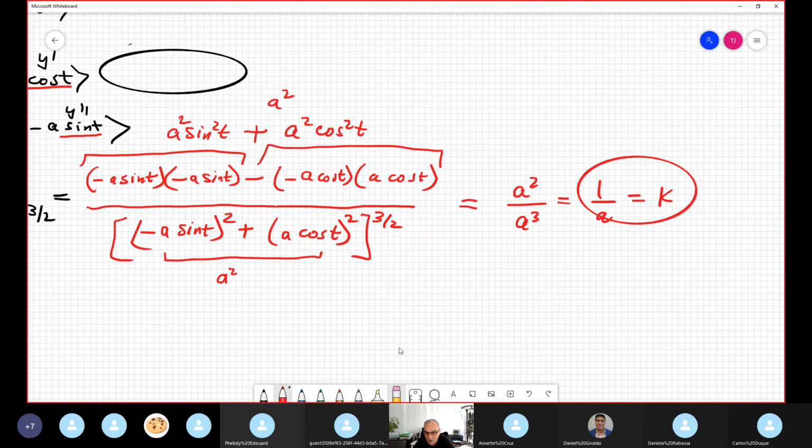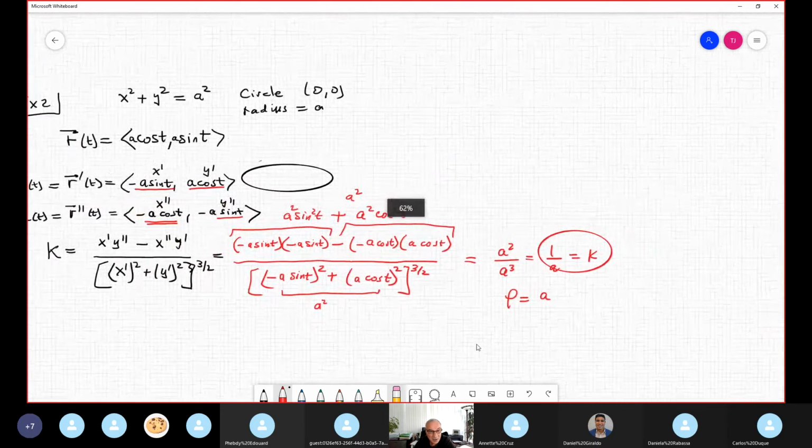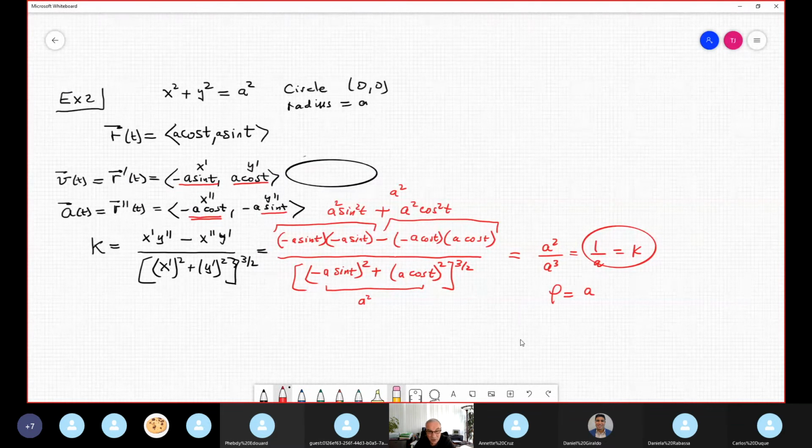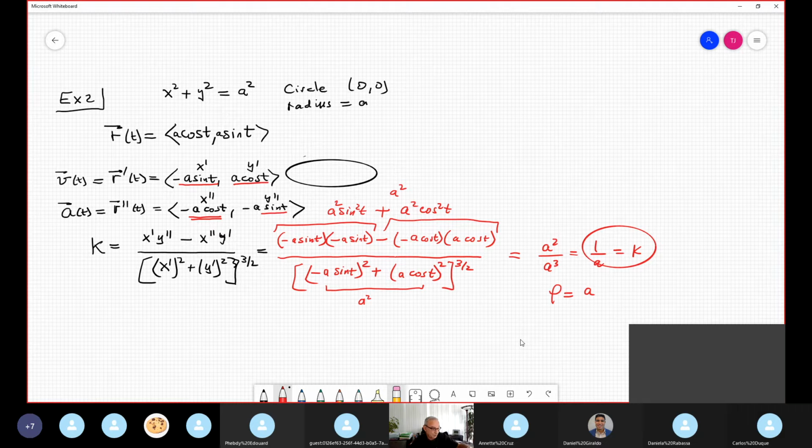And this is expected, because the radius of curvature is the reciprocal, which is a. So in circle motion, it's obvious that the curvature is equal to the reciprocal of the radius, and the radius of curvature is the radius. Is this example clear, or not? Clear. Okay.